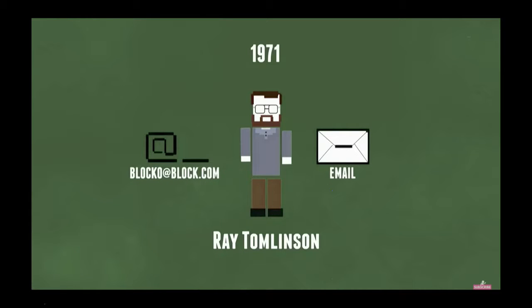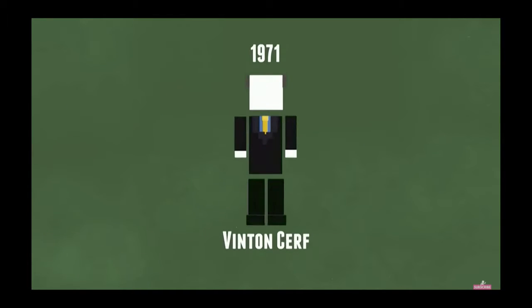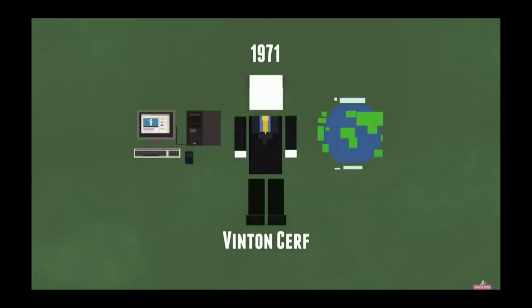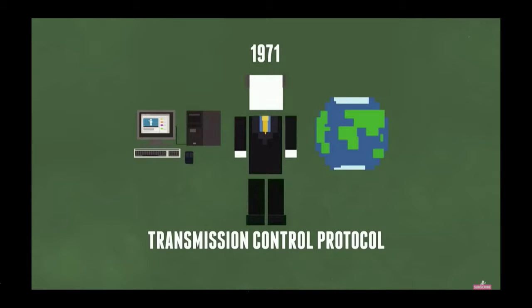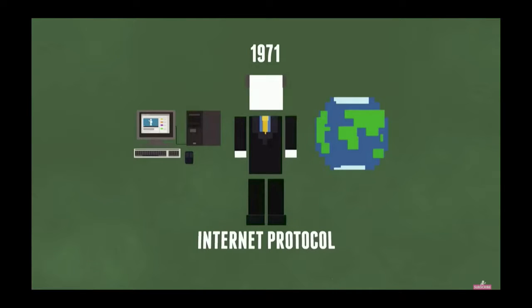With all of the networks floating around, there needed to be a way for all of the computers on them to communicate with other networks. This is where computer scientist Vinton Cerf comes in. He invented a way to introduce computers across the globe to each other in a virtual space. This invention was called Transmission Control Protocol, or TCP, which was followed by Internet Protocol, or IP.